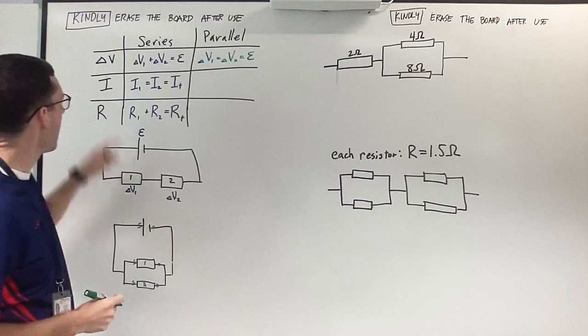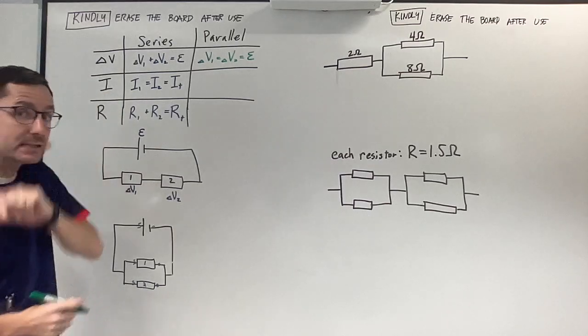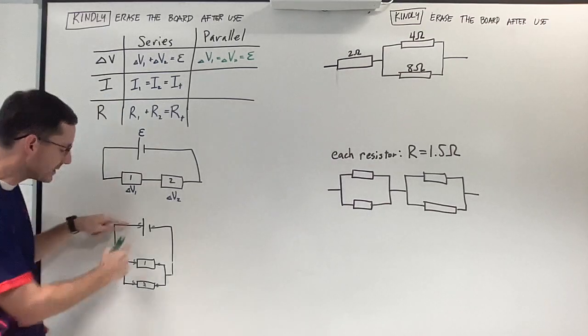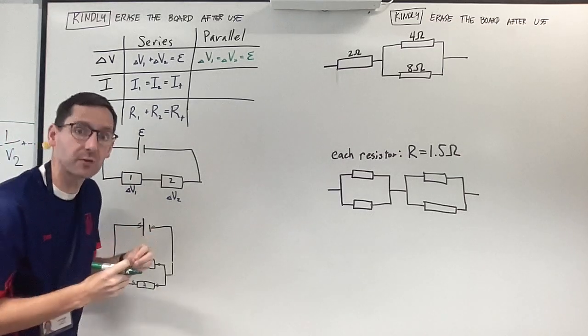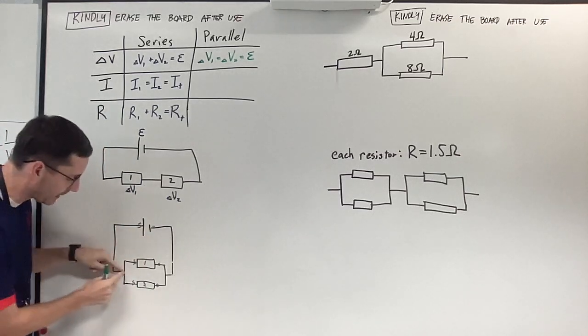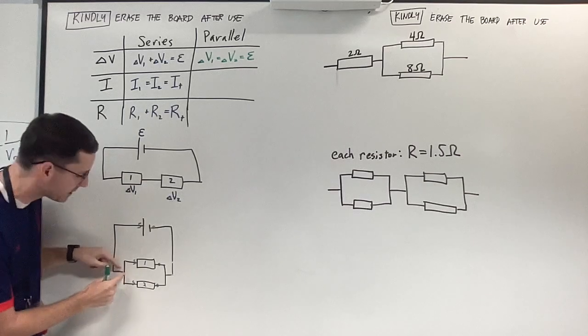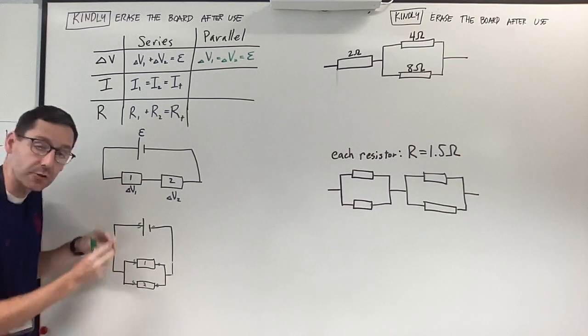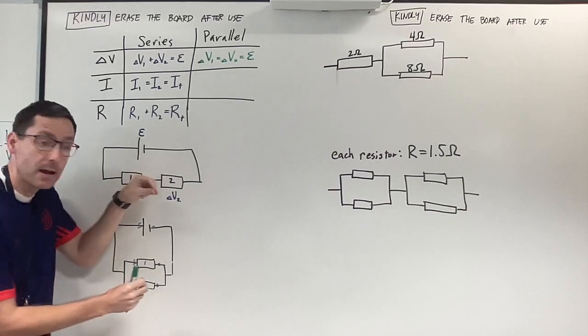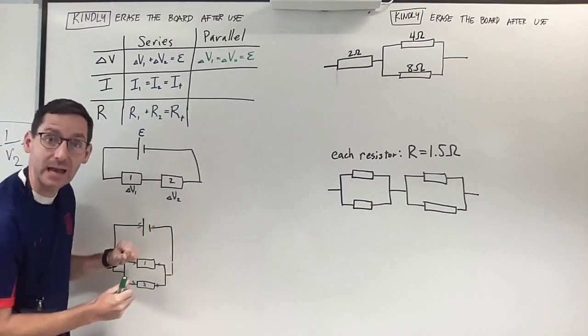All right? Current, though, is a little bit more interesting, because the current is going to leave the battery. Current is the electrons, right? It's the number of electrons per second. So when the current gets here, the electrons have to choose whether they're going to go through number 1 or whether they're going to go through number 2. So the electrons are going to split up, and then eventually they're going to come back together again.